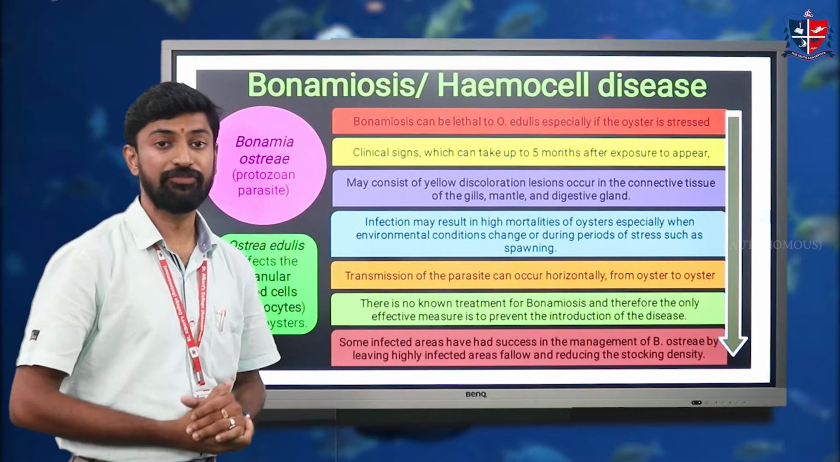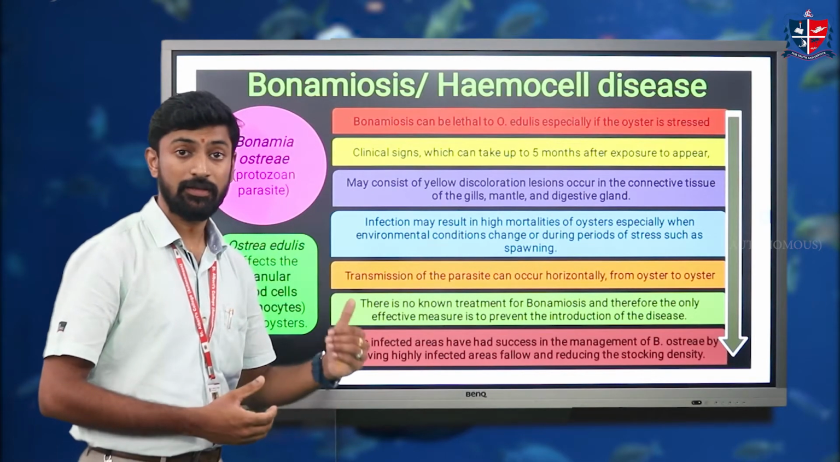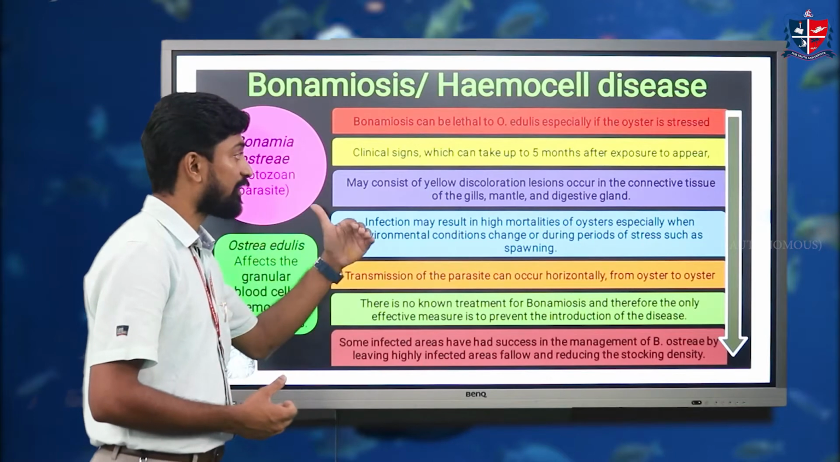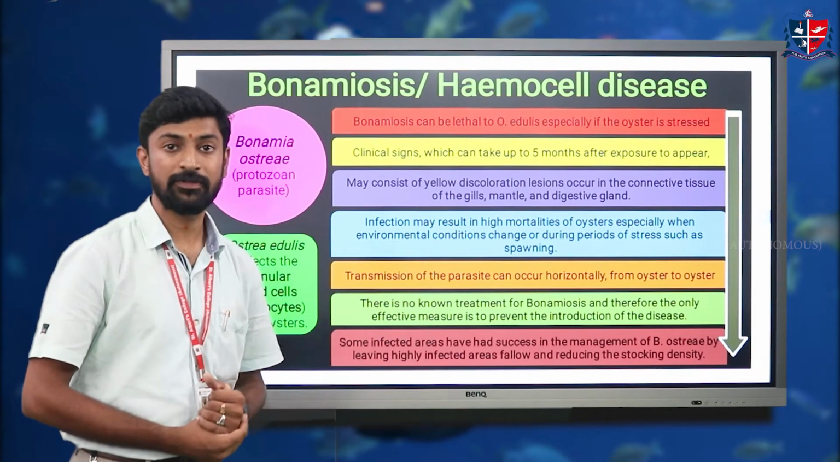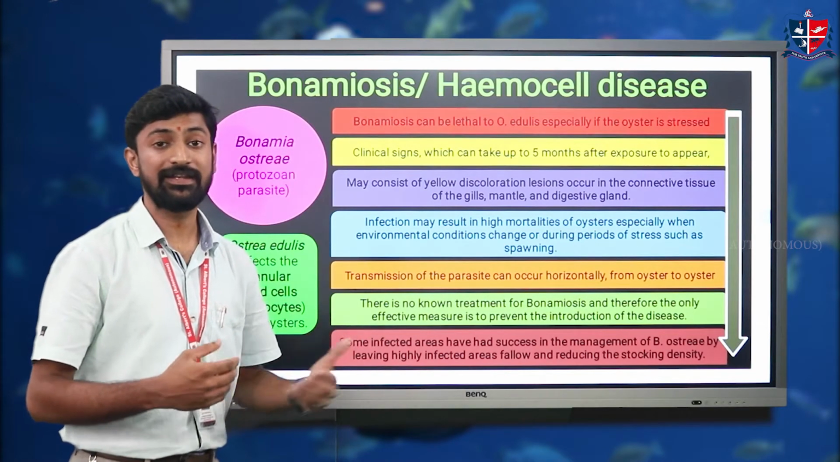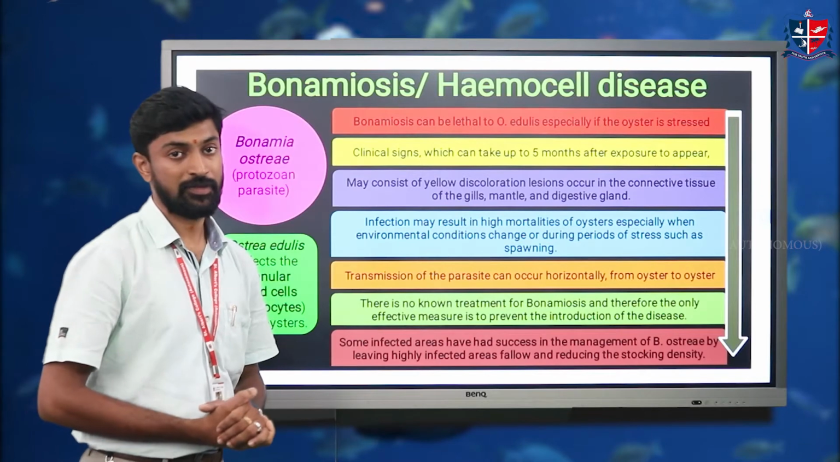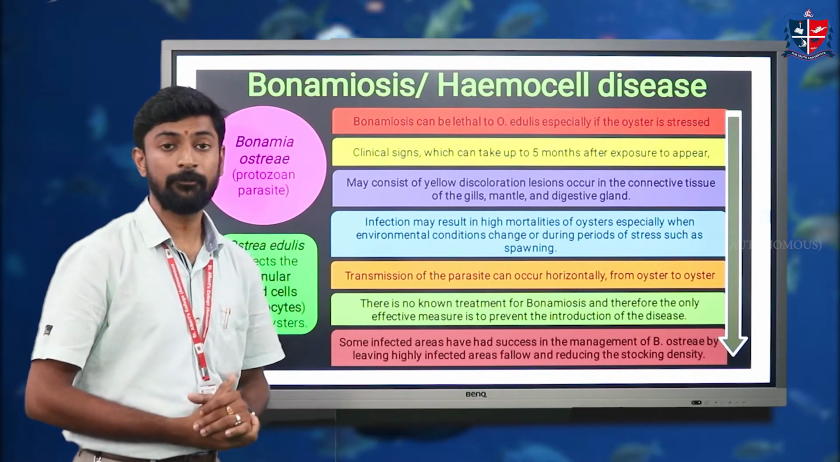We cannot directly identify bonamiosis from this parasite. Why? Because the clinical signs appear after 5 months. So within those 5 months, we may identify other clinical signs. That is a drawback in the cultured area of the oyster.